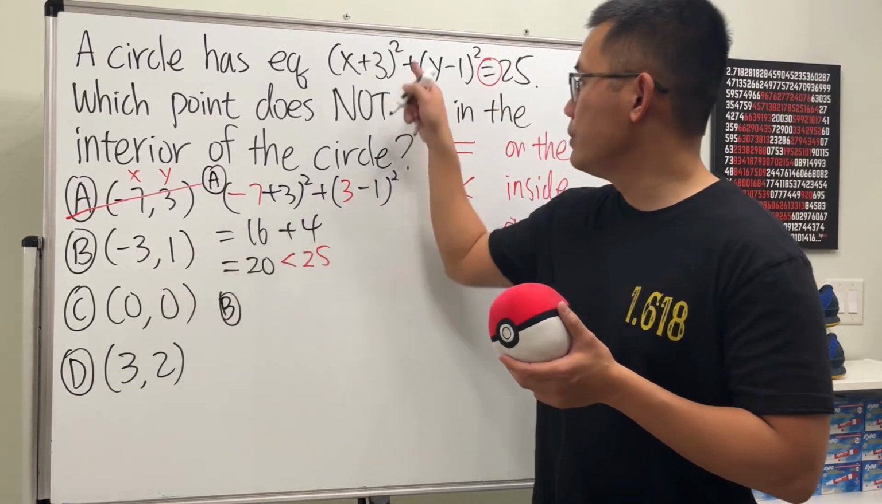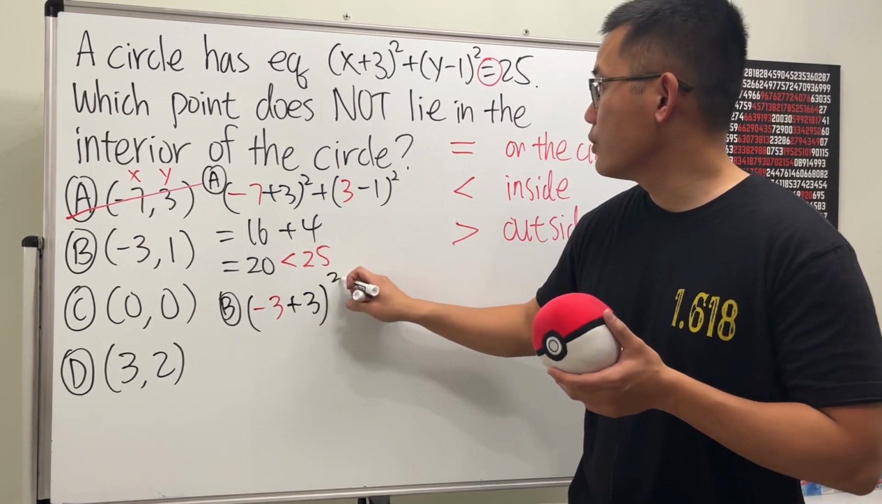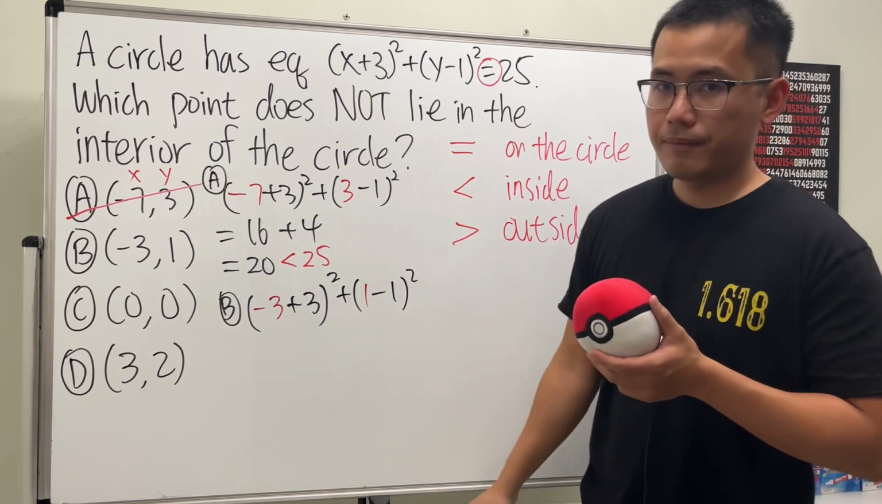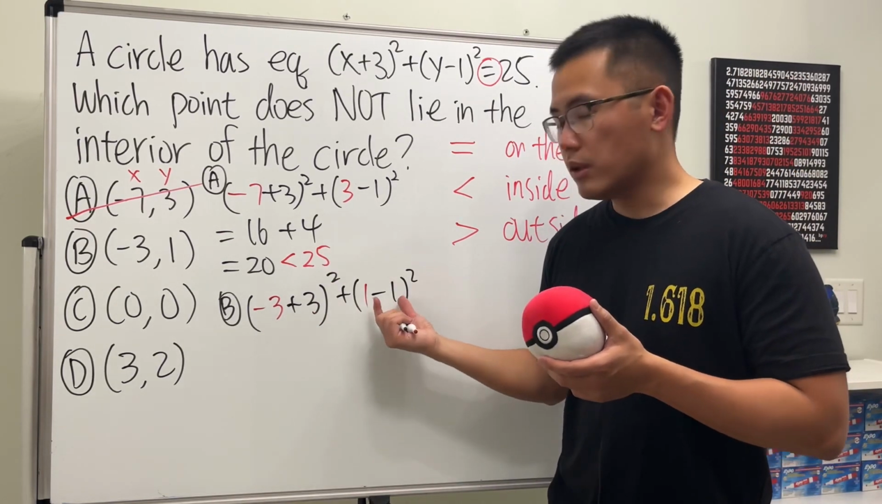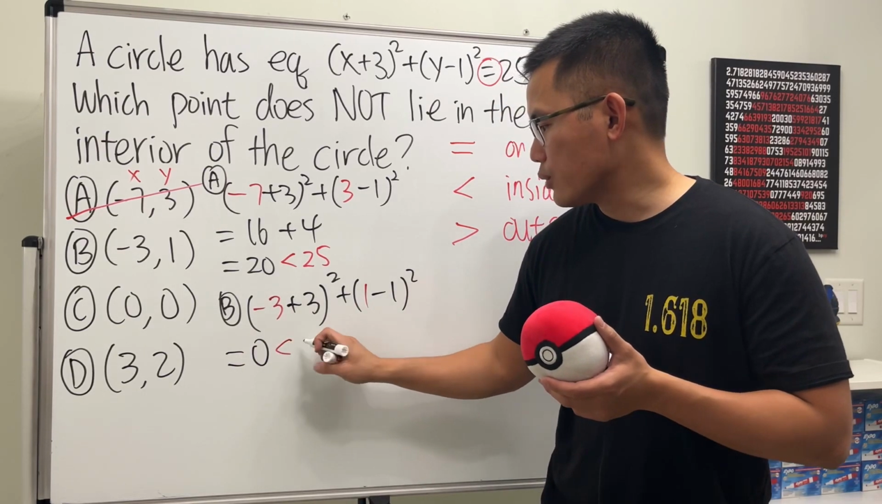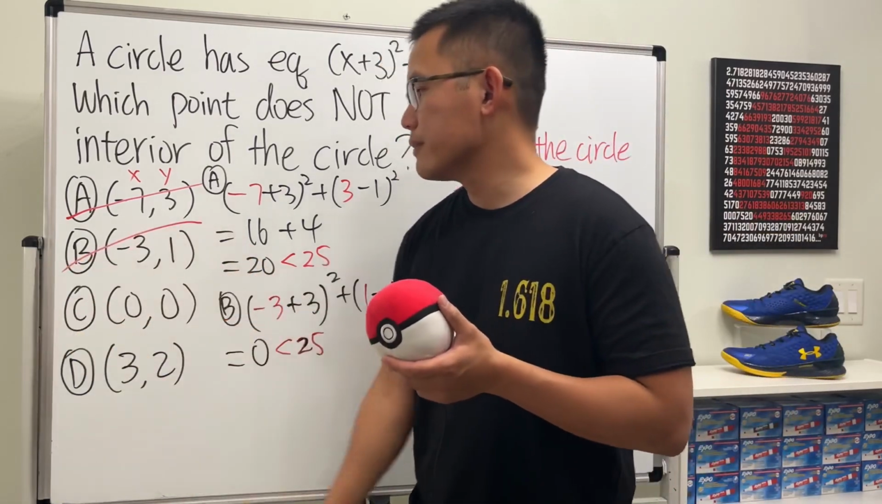So -3, put it here. And in fact, you can see this right here, it's not going to work, but I will just show you guys all the work to make it clear. That will be 0, squared is still 0. This is also 0, squared is still 0. All in all, we get 0. It's less than 25. So again, this is also inside the circle, so no.